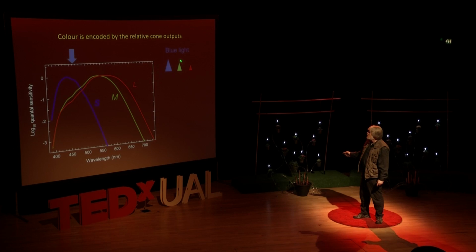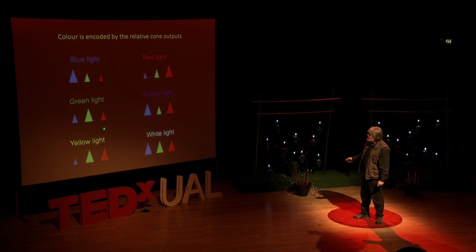So colour is encoded by the relative cone outputs. A blue light produces a bigger signal in the S cones, less in the M, less in the L. A green light most in the M cones, and a red light most in the L cones. And various mixtures produce different ratios. So a purple light will produce the biggest output in the S cones and the L cones. So that's the way colour is encoded at the first stage of vision, trichromatically.